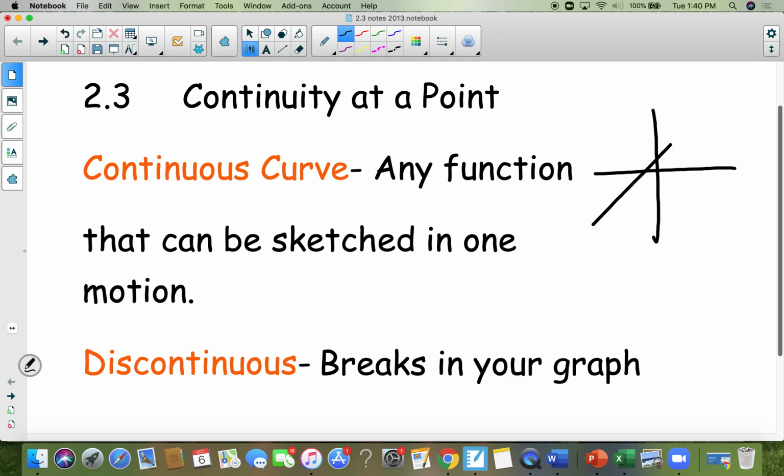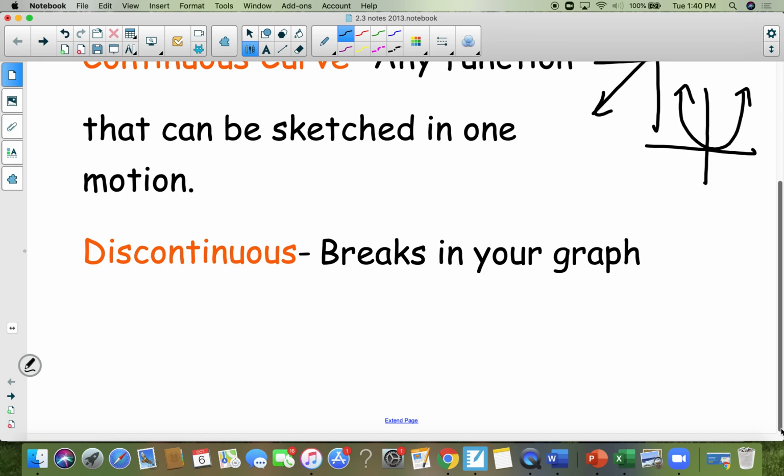You don't have to do this. A diagonal line, a parabola. Those are all continuous curves, right? We study a lot of discontinuous graphs, and this is what they look like.